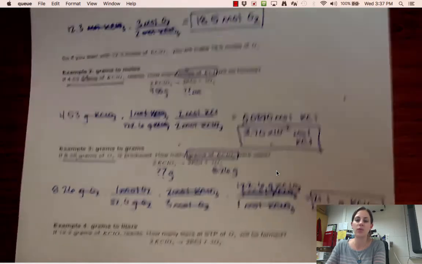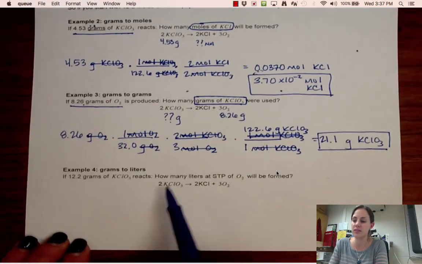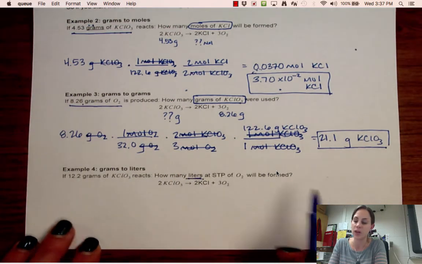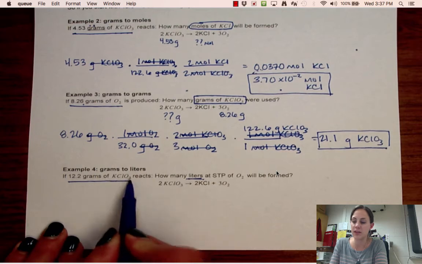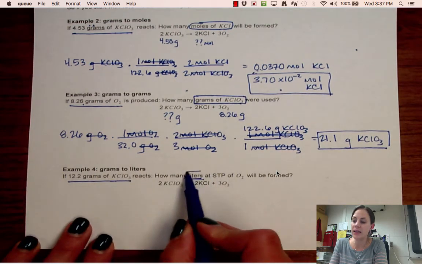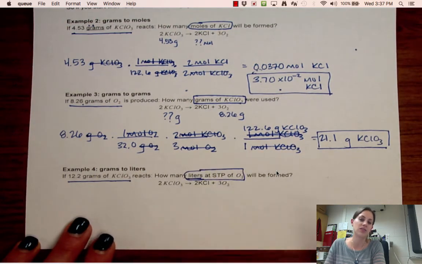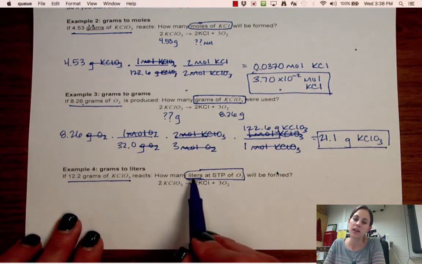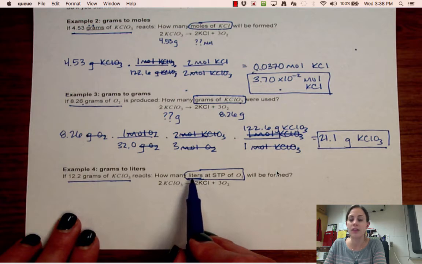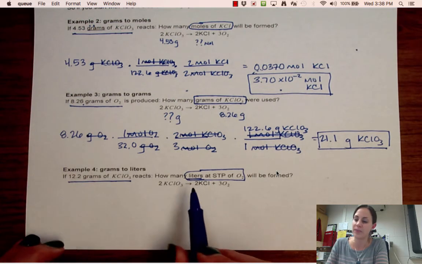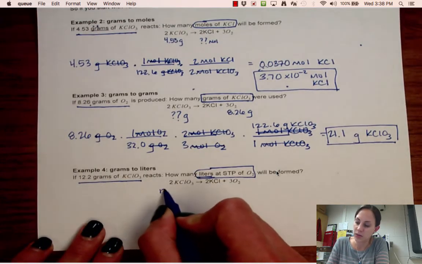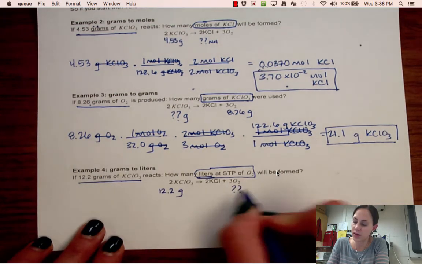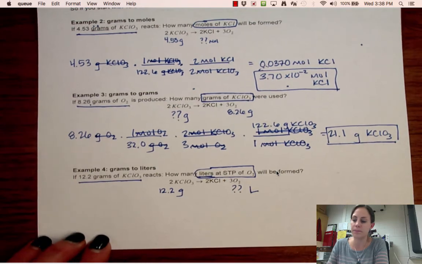Okay, let's look at one more example here with our conversions, because this uses something involving volume. So 12.2 grams of KClO3. How many liters of oxygen gas will be produced or will be formed? I haven't really used this conversion yet, but it is on your mole map, so let's bring it in now. I'll write down what I know, 12.2 grams of KClO3, and I'm looking for liters of oxygen.